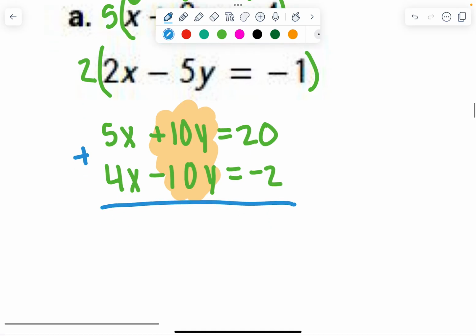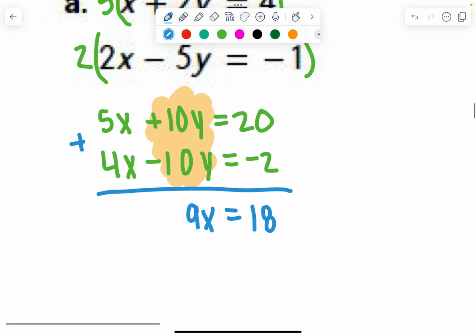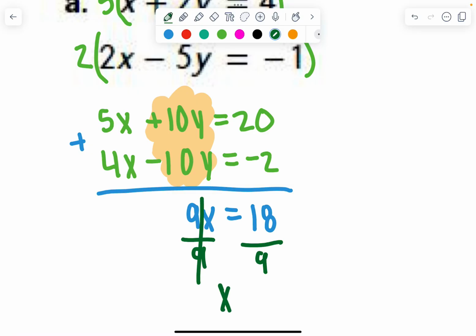All right, so 20 minus 2 is going to be 18. And then 5x plus 4x is going to be 9x. All right, I'm solving for x. I'm going to divide both sides by 9. X equals 2.